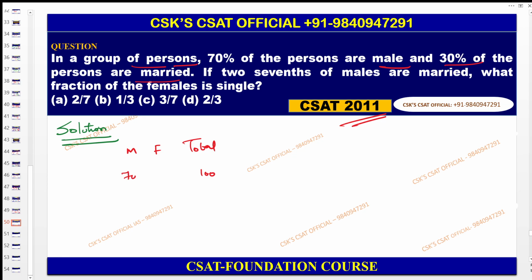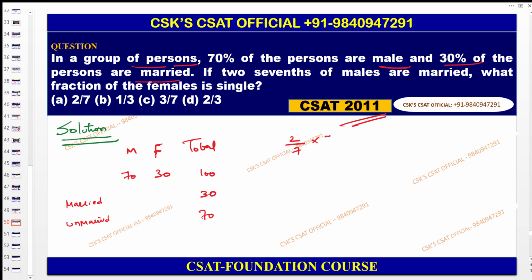Male is 70. Now listen very carefully. This 30 is related to married. You can take this as married, and this as unmarried. The total 30% are married here, so unmarried here is 70. Now the total is 100. Male is 70 means female is 30.